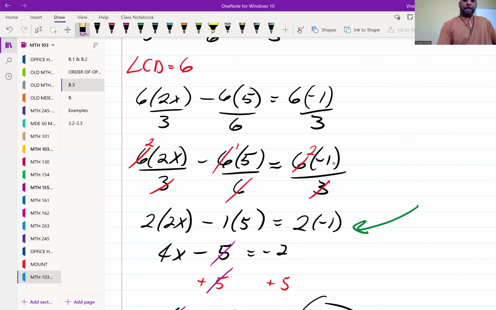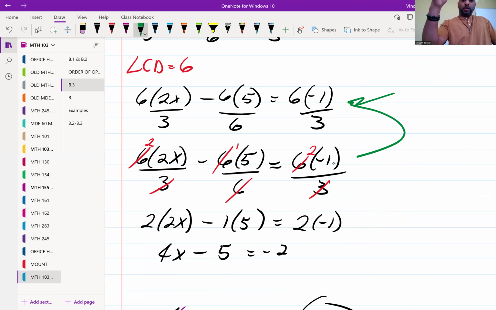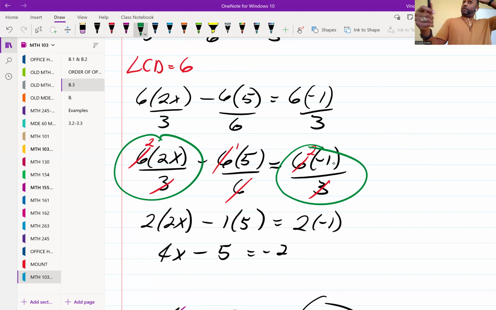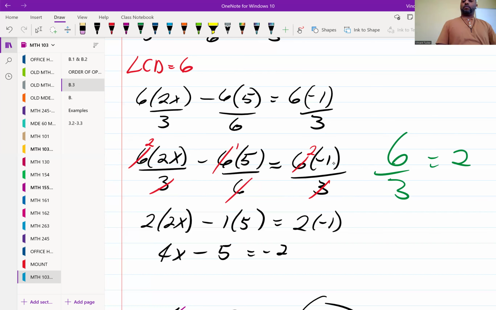So I got how the 2 times 2x works. The 1, is that just because the 6 cancel each other out? Exactly. That becomes 1. Right, any number over itself is 1. And the 6 and the 2, how did that happen? So 3 divides into 6 and leaves you with 2. Yeah, so just 6 divided by 3 is 2.